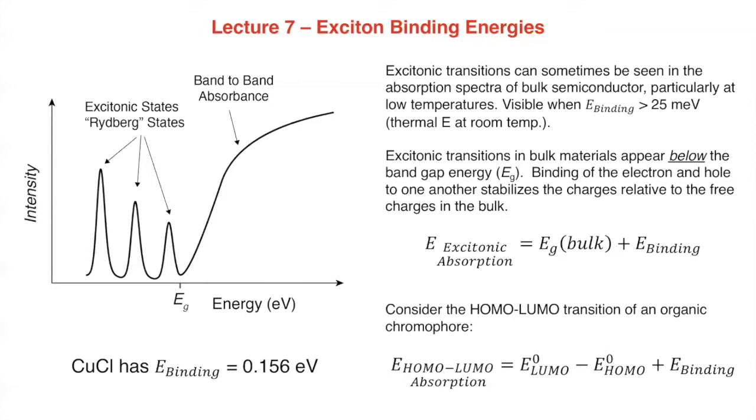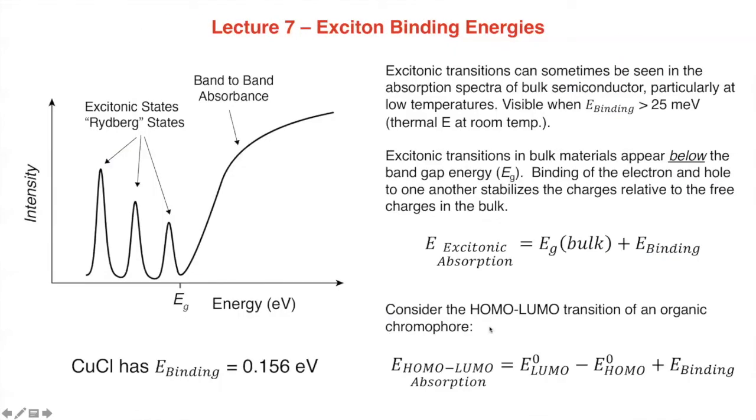Okay, and that takes less energy than it does to promote the electron away from the hole and into the free state in the material. So it's the sum of the bulk band gap energy and the binding energy that gives you the excitonic absorption. And this should be a minus sign because the energy of the excitonic absorption is going to be lower than the bulk energy.